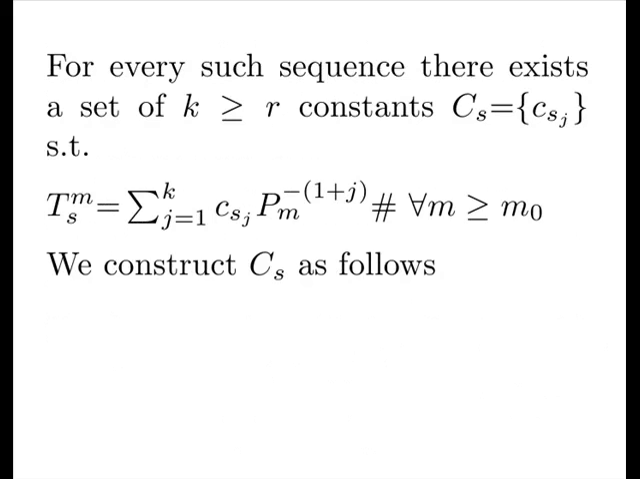For every such sequence, there exists a set of k greater than or equal to r constants c sub s, which equal the numbers, such that the counter is the linear sum of the constants times the deeper primorial minors. We construct c sub s as follows.